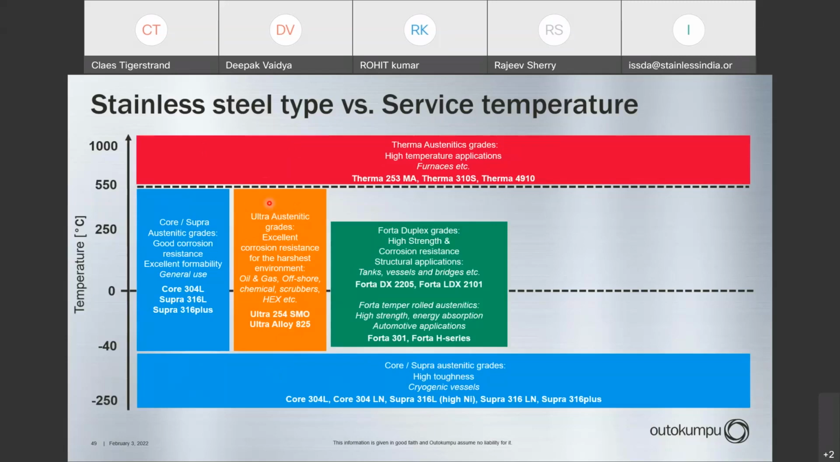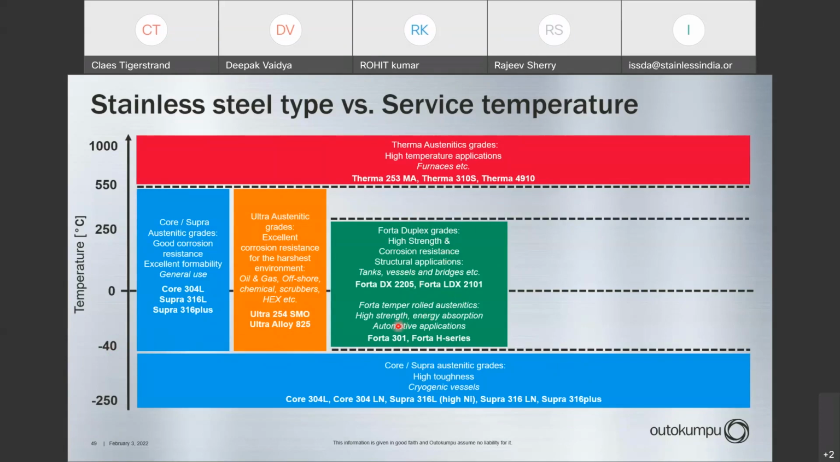Then we have the Duplex grade, and there comes the critical thing here. Duplex will be used at temperatures of about -40 degrees C or slightly below that, and up to temperatures of about 250 or approaching 300 degrees C, depending on how long an exposure time you have. So that is a limitation for the Duplex grade.